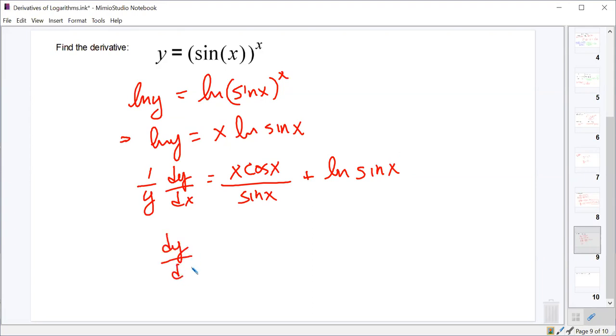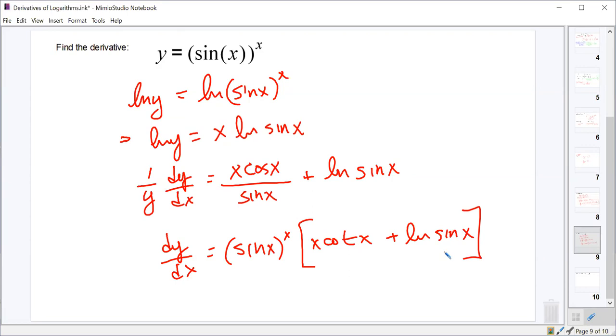So we should end up, as we multiply the y back over, our y is actually equal to sine x to the x. And x cosine x over sine x is x cotangent x, plus our natural log of sine x. Any issues or questions on that?